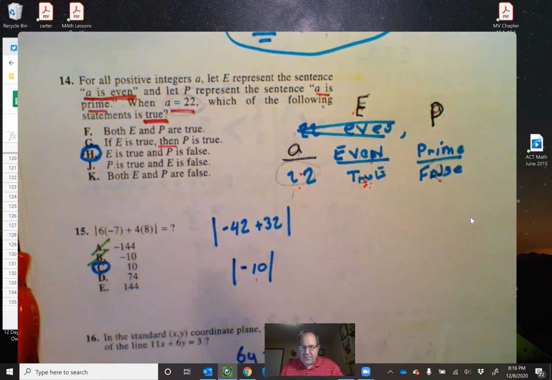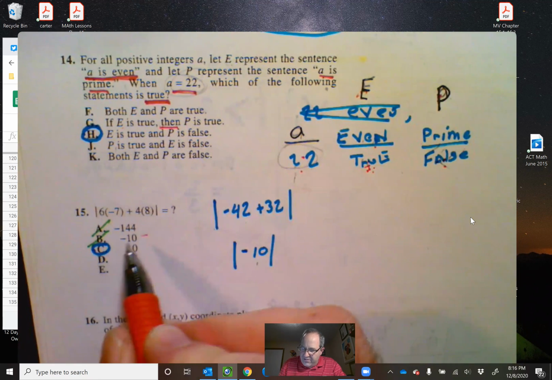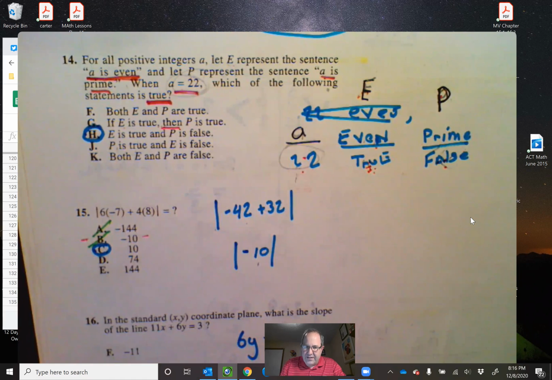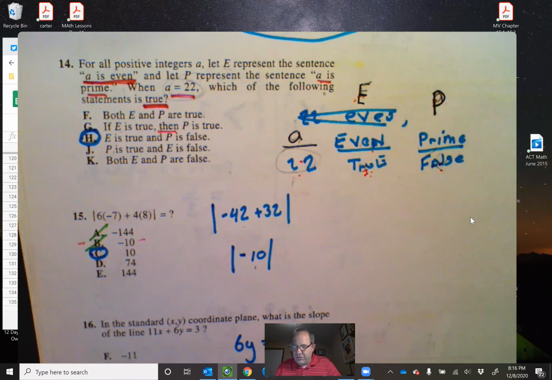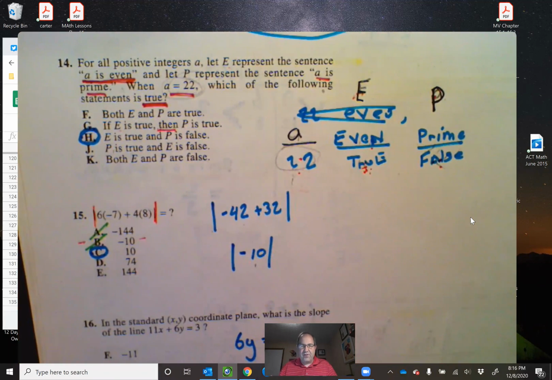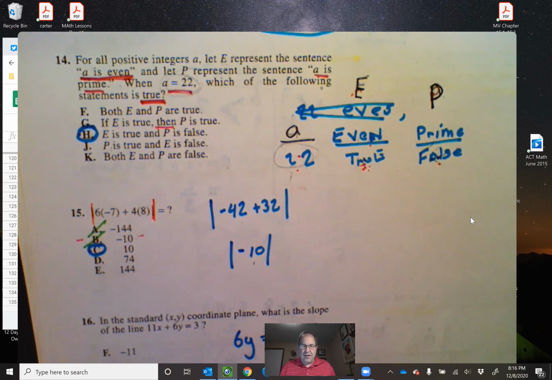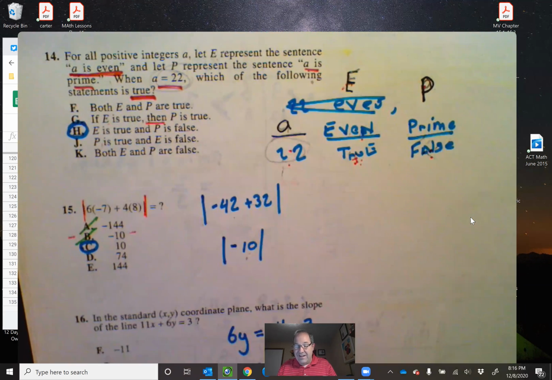Number 15, we had a question like this last year. It was the most commonly missed question. 70% of the people taking it thought the answer was B. Now, we should remember, absolute values make things positive, right? So as soon as we see absolute values, you better cross off A and B because it cannot be those. I think what people did was they worked it all out, got -10, and they forgot to take the absolute value. It's a stressful test.